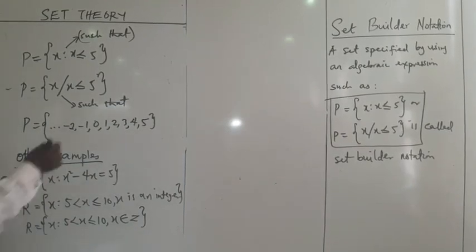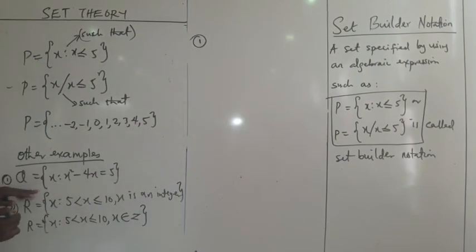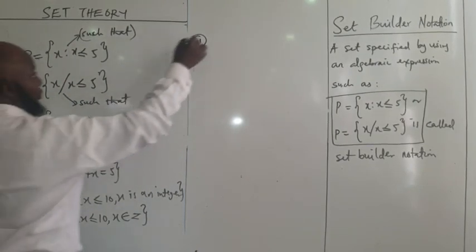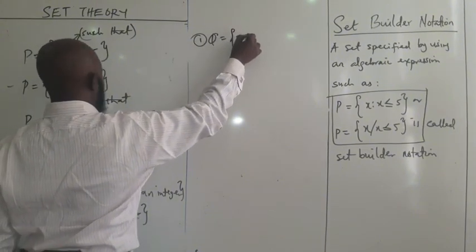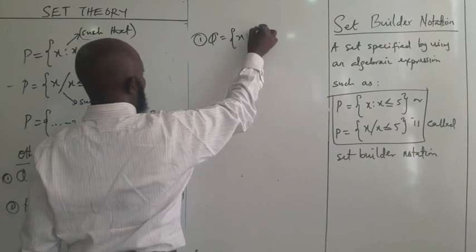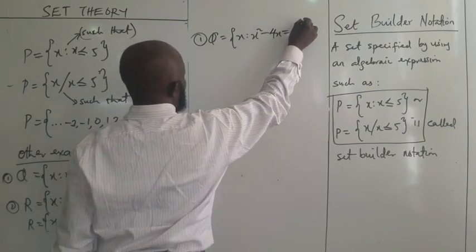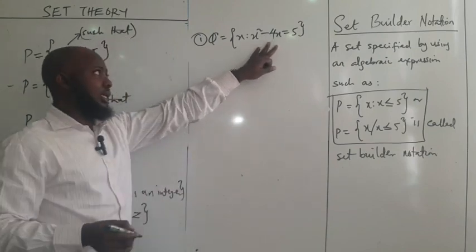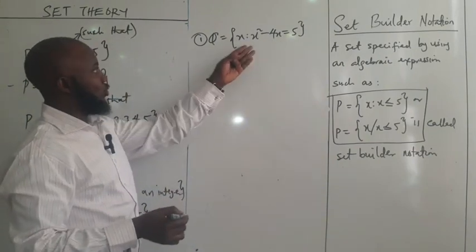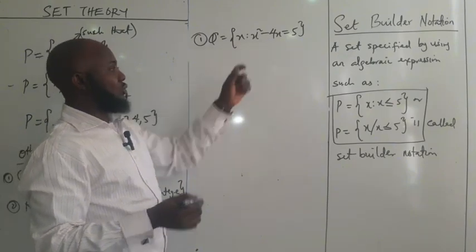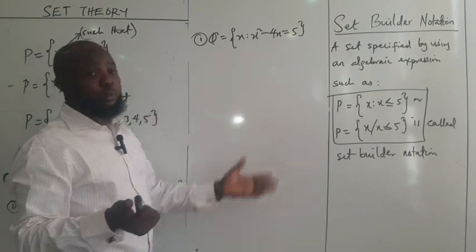So for example, we have this Q, the first one. How do we list out the elements here? Now we have Q is equal to {x such that x squared minus 4x equals 5}. You can see what we have here is a quadratic equation, right? So what are we going to do? We are going to list out the elements, so we need to solve this and find the value of x.